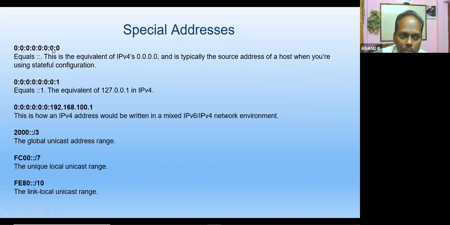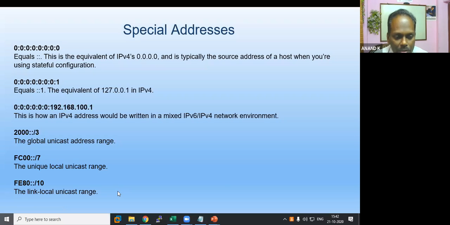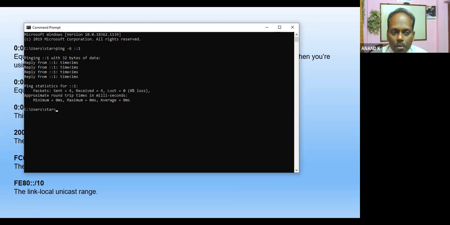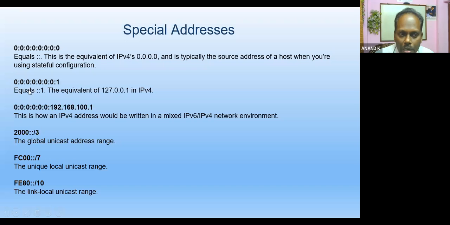Now if all zeros are there, then you can say colon colon, that's all. Colon colon 1 means all zeros, 7 zeros, then 1. This is equivalent to 127.0.0.1, the loopback of IPv4. Yesterday we did that. In V6 you call it colon colon 1. You can see this in CMD. If you say ping hyphen 6 colon colon 1, you see that this is LO, the local interface.